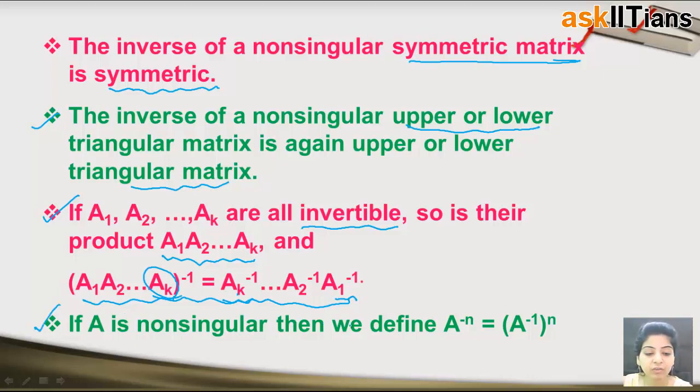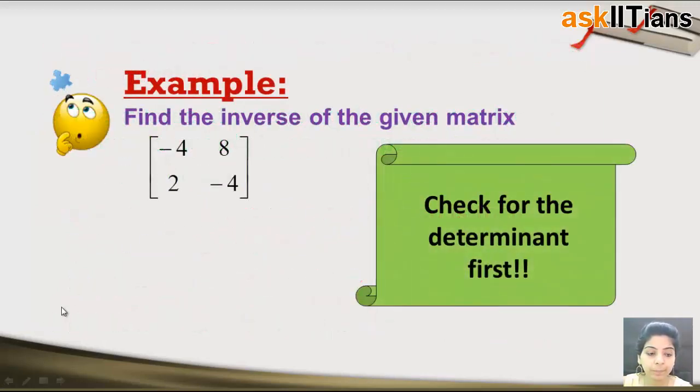Next we have, if A is non-singular, then we define A raised to minus n is equal to (A inverse) whole raised to n. This is also quite obvious, follows from previous properties only.